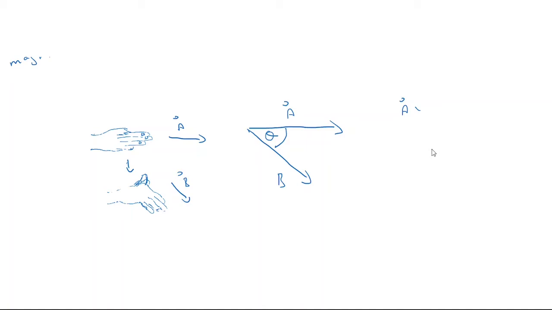When something is going into the page, you denote it by this thing called the cross like this. So this is into the page, right? When it's coming towards outside the page, you just do it like this, and then this will be out of the page, right?